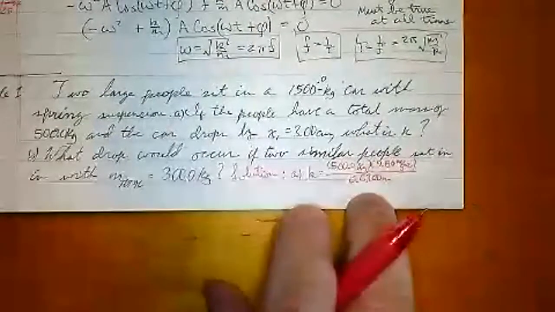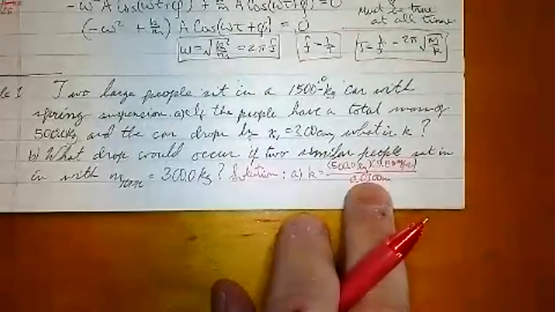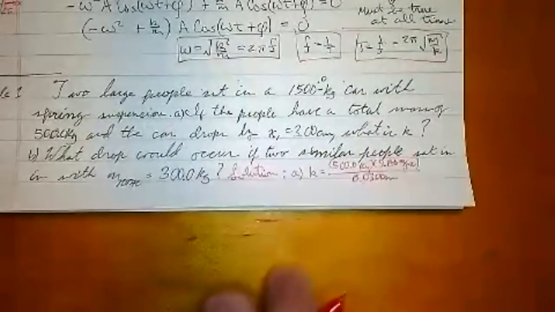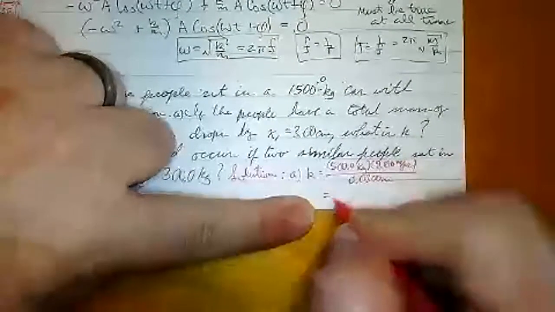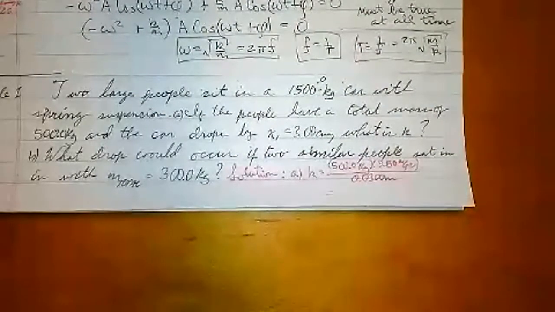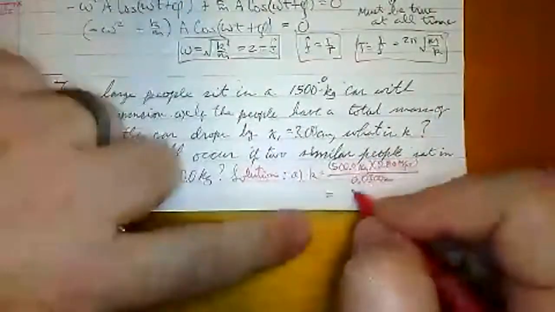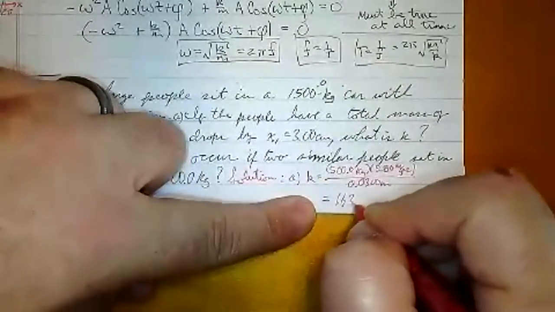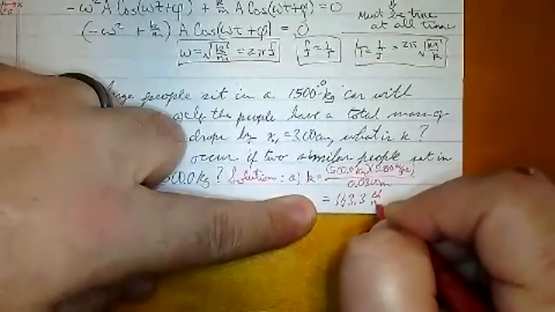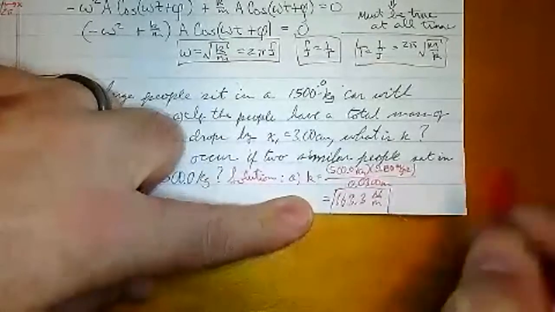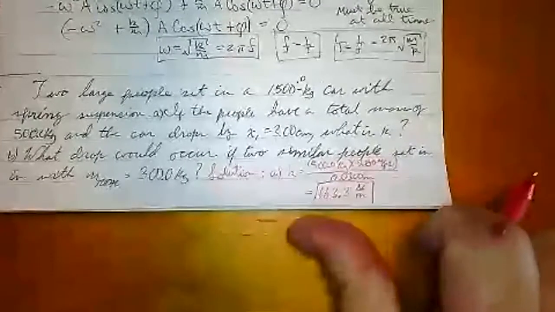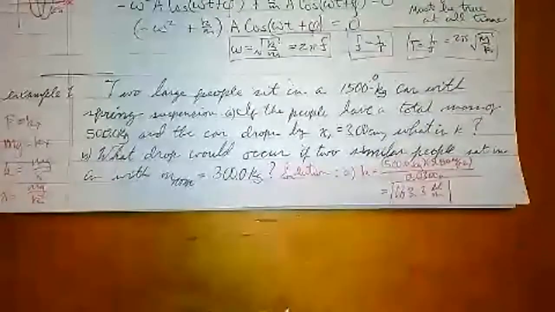We don't want it in newtons per centimeter. That's why I converted that to meters. So we get K is actually equal to, I think the number comes out to be 163. Let's double check. 500 times 9.8 divided by 0.03 is, yes, 163 newtons per meter. So there's A, right? Easy enough. Now B is just as easy.